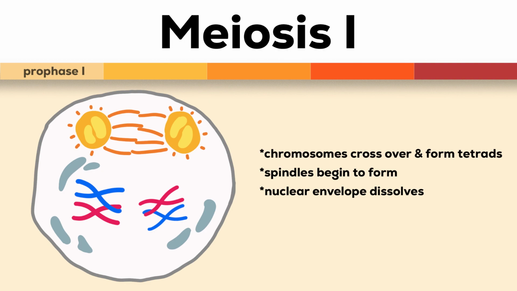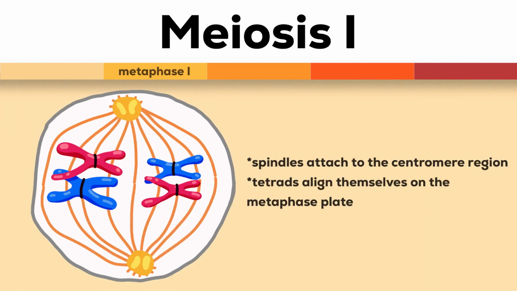Starting again at prophase 1, the chromosomes come together to form tetrads. Here, crossing over occurs, which we'll talk about later. The chromosomes coil into their form, the nuclear envelope begins to come apart, and the spindle begins to form. Then at metaphase 1, the mitotic spindles attach to the kinetochores of a sister chromatid, while the tetrads align on the metaphase plate.